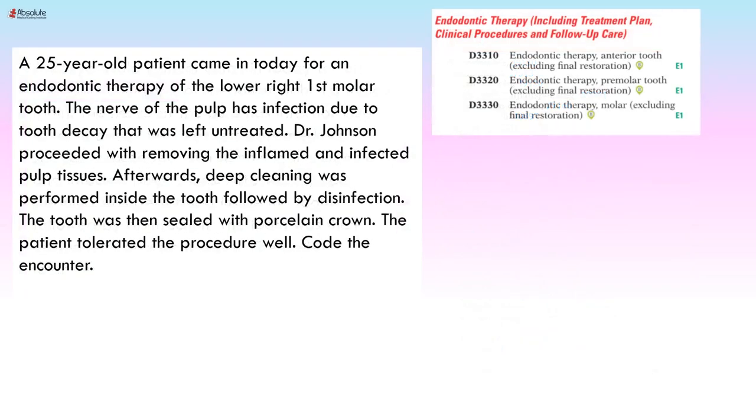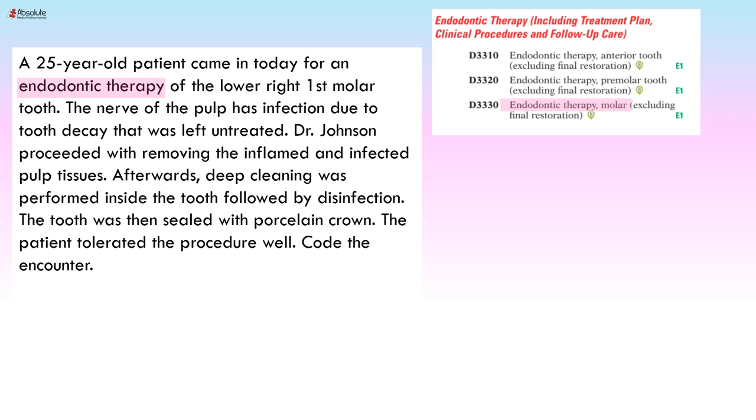Okay, so here we are in our tabular list under endodontic therapy, including treatment plan, clinical procedures, and follow-up care. For our encounter, the endodontic therapy was in the right first molar tooth. As you can see, the difference in the code range is the particular tooth that is involved. And like I said, we're coding for the molar, so our correct code will be D3330. Now, another thing: if you read the code description, this excludes the final restoration.